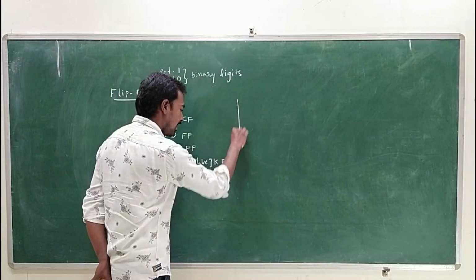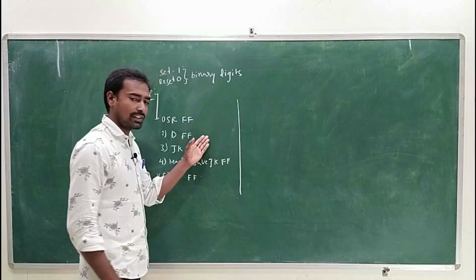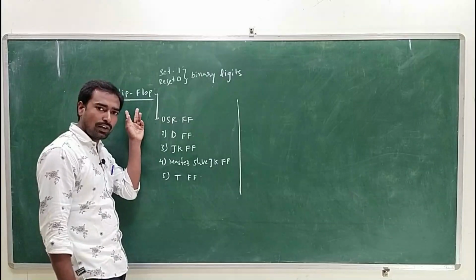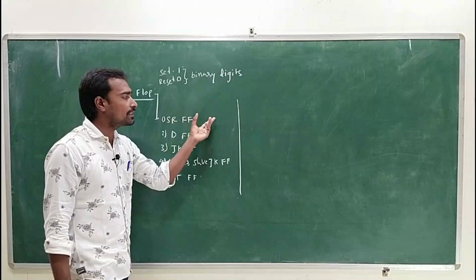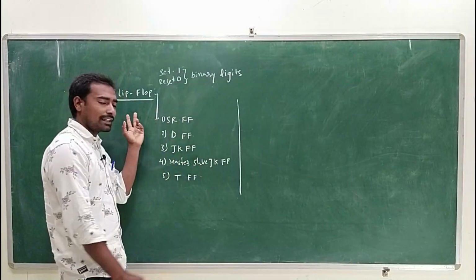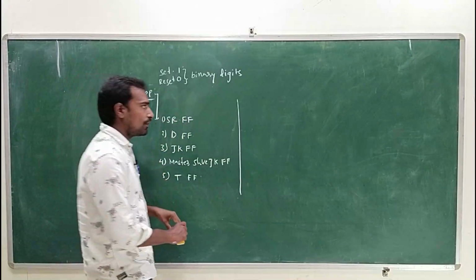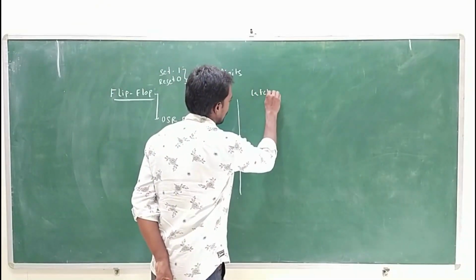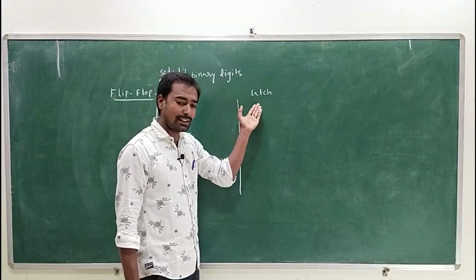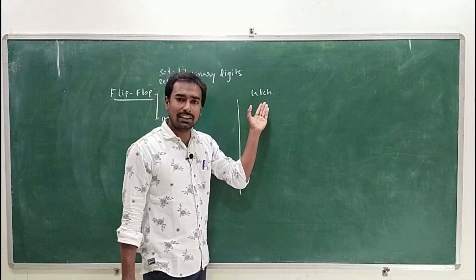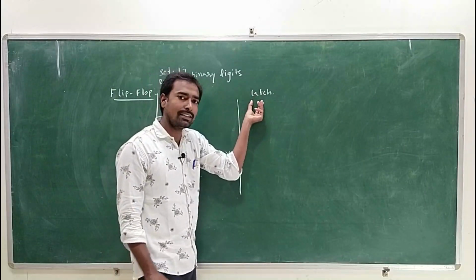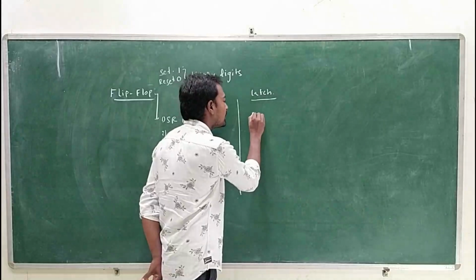Latches are sequential circuits which are used to store 1-bit data. Flip-flops and latches are similar sequential circuits, and both are used to store 1-bit data. But here we have some differences between flip-flops and latch circuits. Latches are asynchronous sequential circuits, because latches do not work with the clock signal.